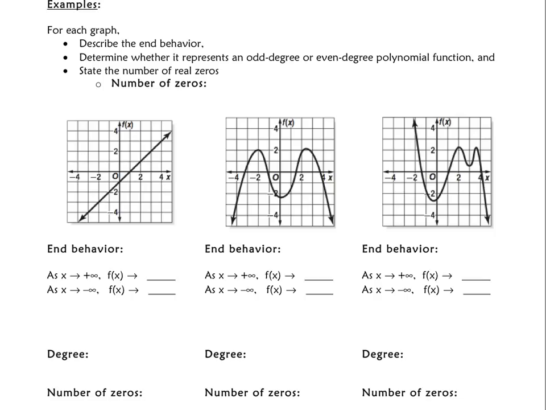Okay, so from here on out, we're just going to be doing examples. So here, for each graph, we're going to describe the end behavior. We're going to determine whether it represents an odd degree or even degree polynomial function, and we're going to state the number of real zeros. The number of real zeros, if you recall from previous chapters, zeros are where the graph crosses the x-axis, so that's the number of times it crosses the x-axis.